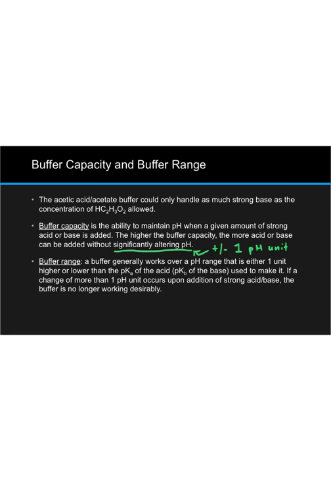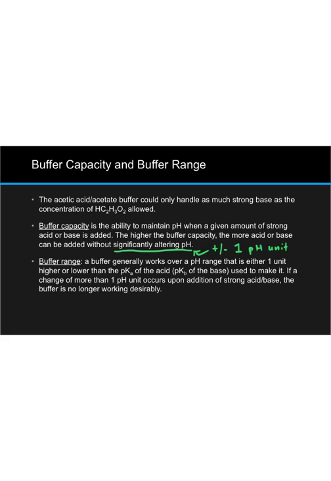The higher the concentrations of the components of our buffer system, in this example, acetic acid and acetate, the higher the buffer capacity of that system will be. The more acetic acid we had in solution to begin with, the more outside source of hydroxide ion that acetic acid could have withstood.